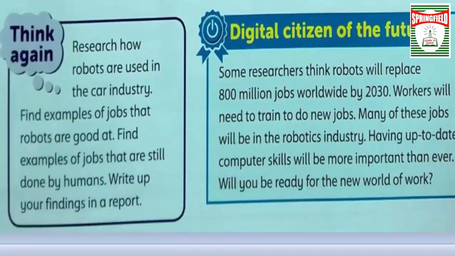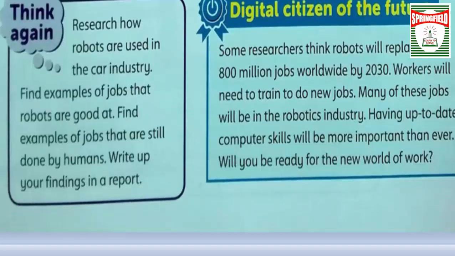Now there is a dialog box of Think Again. Research how robots are used in the car industry. Find examples of the jobs that robots are good at, and find examples of the jobs that are still done by humans. Write up your findings in a report. So in the assignment you need to perform this activity.